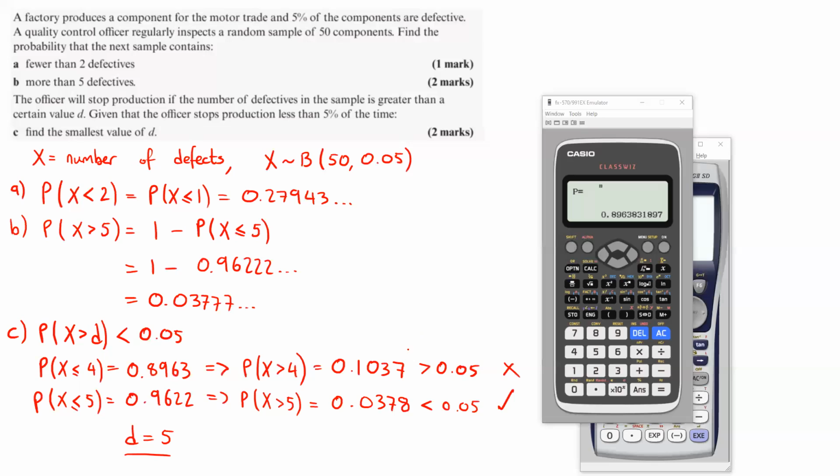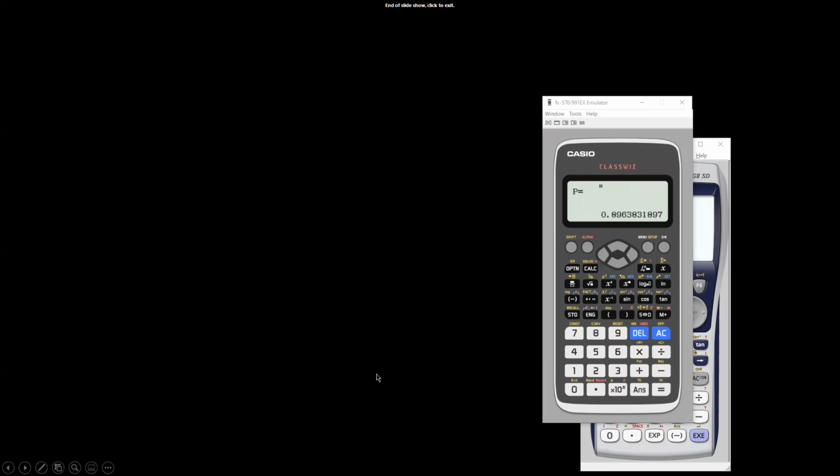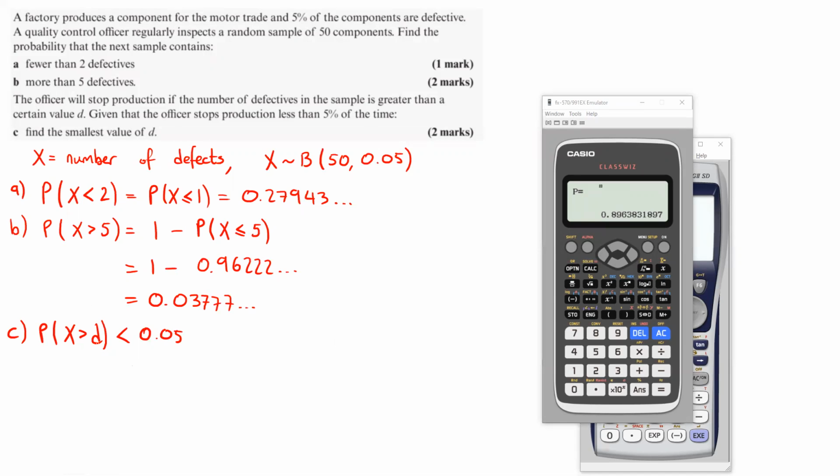The other way to do it is, again, a little bit of using your calculator. So if I rub out this for now, it's just readjusting this formula based on everything we've done so far. I think the way that I've just done it is possibly the simplest way, but there is a way to readjust this formula. Keep in mind that X is bigger than D. That's the same as 1 minus the probability of X being less than or equal to D. And I want to know when that's less than 0.05.